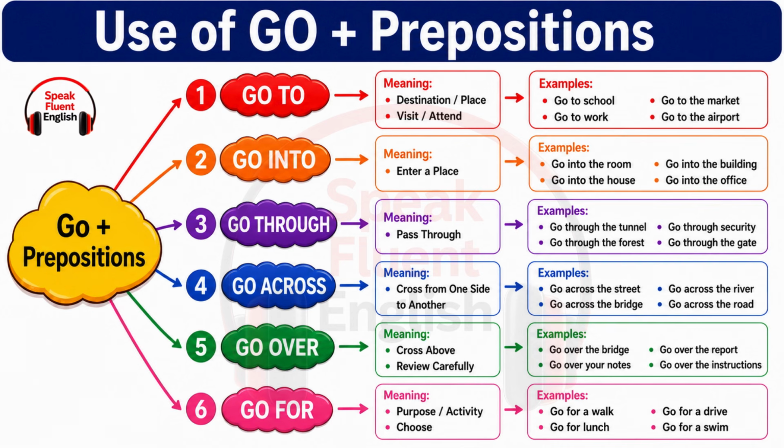Go to school. I go to school every morning. Go to work. She goes to work at 8 a.m. Go to the market. They go to the market to buy food. Go to the airport. We need to go to the airport early.